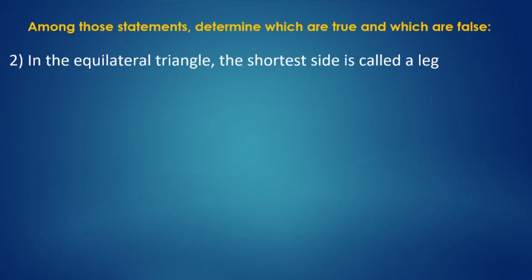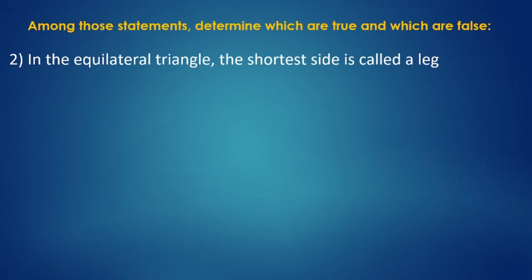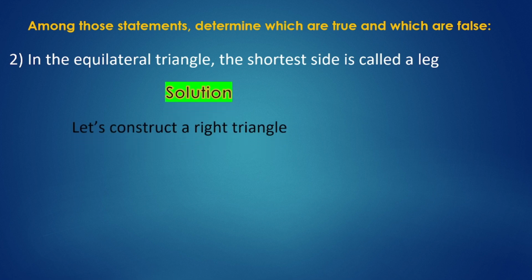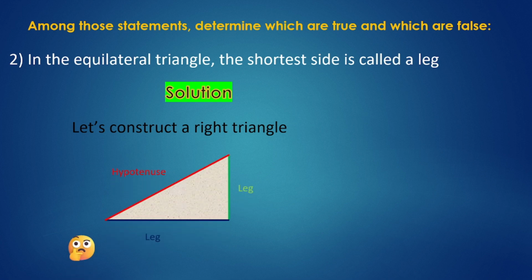Next, 2. In the equilateral triangle, the shortest side is called a leg. Is this correct or not? Let's draw a right triangle. It has a leg, another leg, and a hypotenuse. And what do we see? What is being discussed here? The shortest side. The shortest side is, of course, this one, visually, and that's how it really is. The longest side is the hypotenuse. The shortest one is, of course, a leg. So here, yes, that's correct.